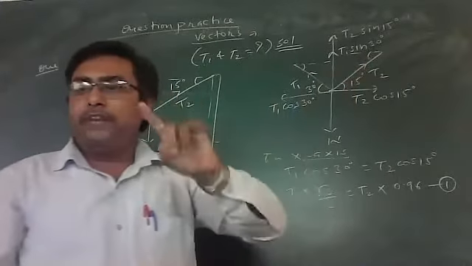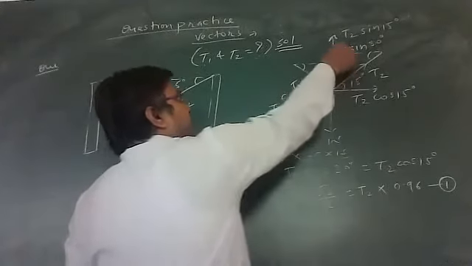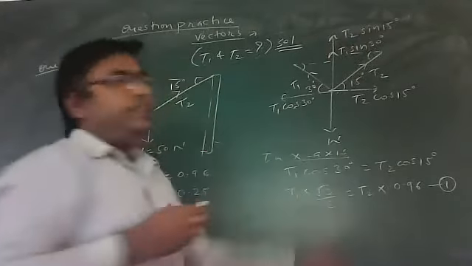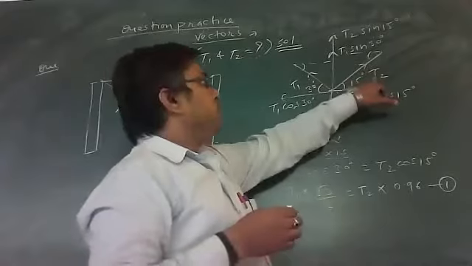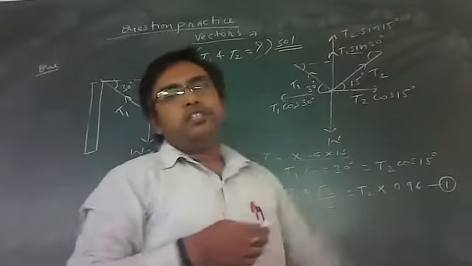Now I resolve T1 into two components. One is the horizontal component T1 cos 30, and the other is the vertical component T1 sin 30. In the same manner, I resolve T2 also. Horizontal component T2 cos 15 and vertical component T2 sin 15.